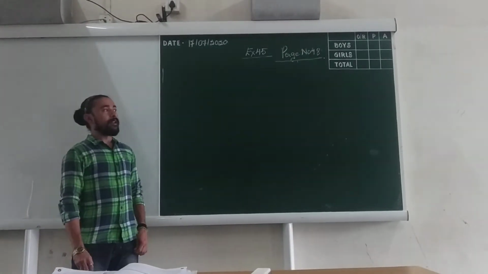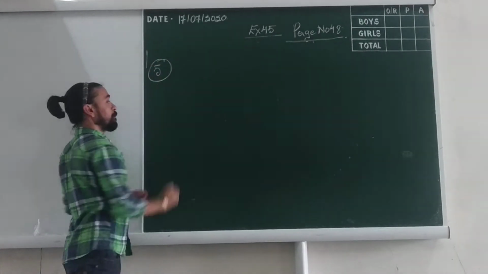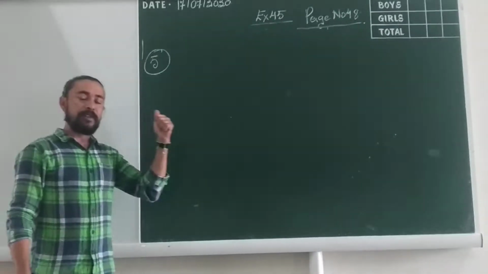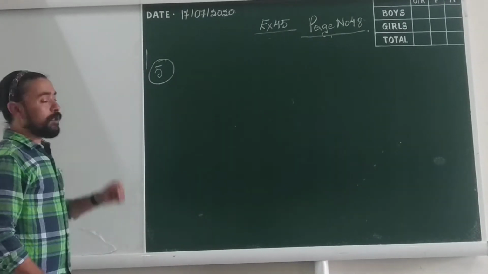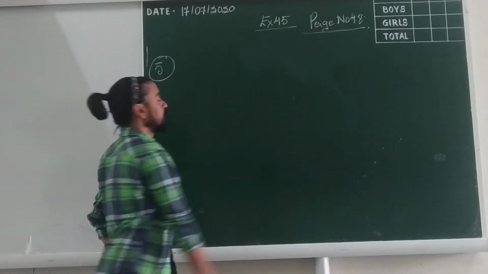Okay, children. Now the sum that we are targeting, the last one, is sum number 5. Remember, it has to be done in order. First sum number 4, then 5, then 6. The screenshot will be sent to you. Now what do we see in sum number 5? Let's do the same exercise.